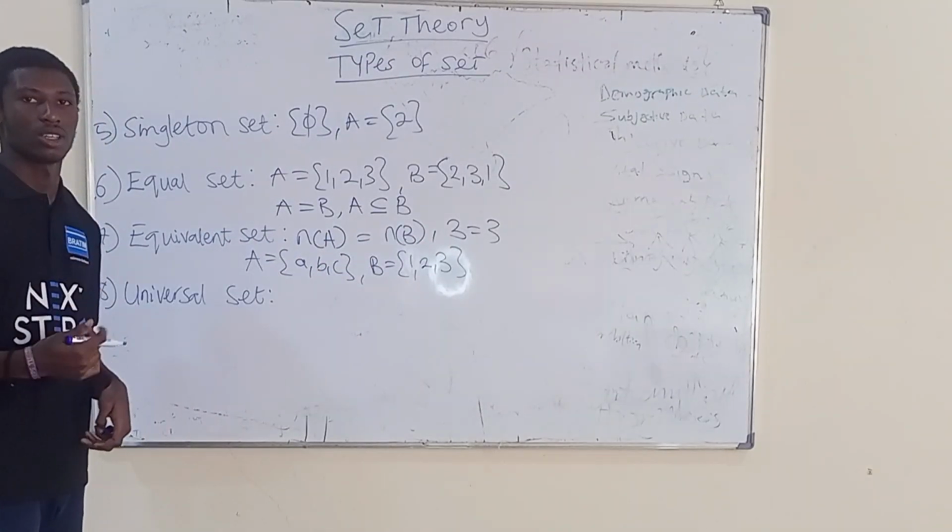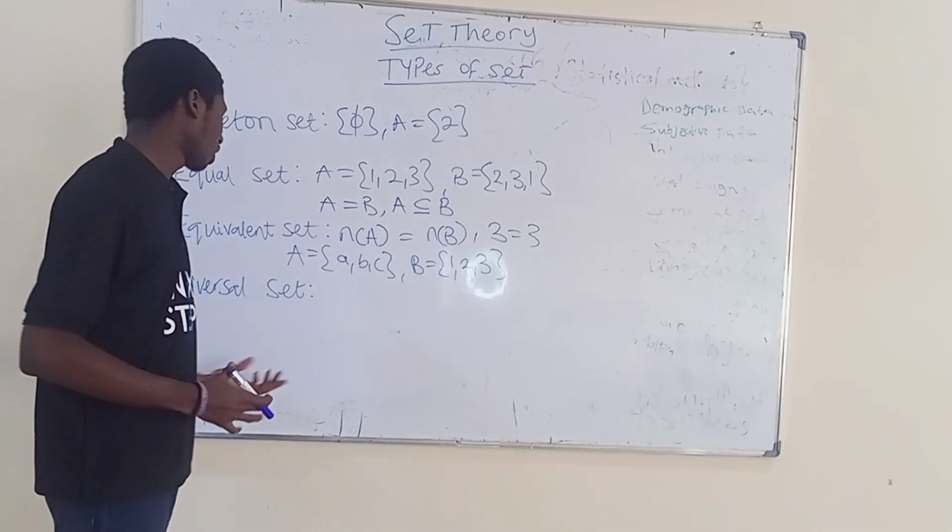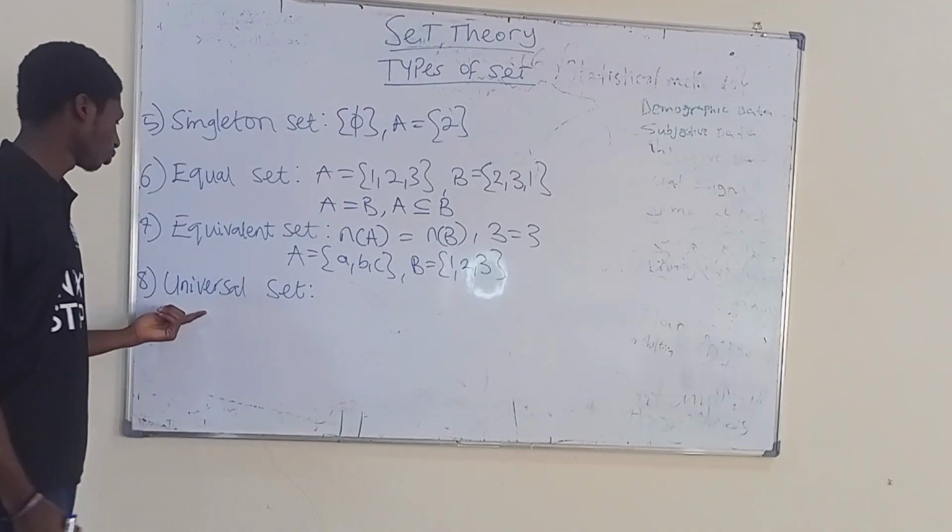Since 3 is equal to 3, they are regarded as equivalent sets. And lastly, we'll be looking at your universal set.